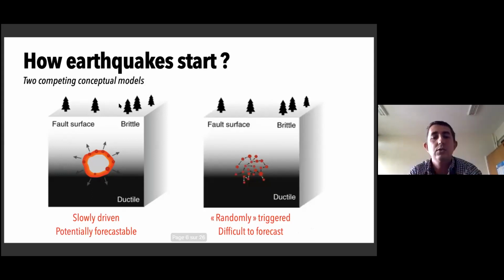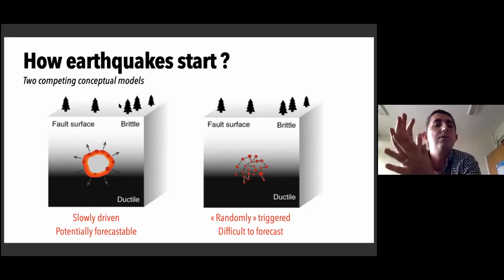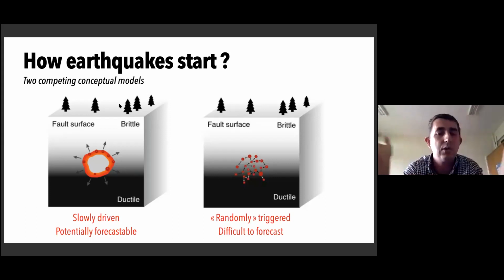So just to summarize these two conceptual models, you have the slow slip model. Again, a patch of slow slip progressively accelerating. What is interesting with it is that it leads to a potentially forecastable earthquake eventually. On the other hand, you have the cascade model in which earthquakes are randomly triggering one another, and then it's more difficult to forecast eventually.